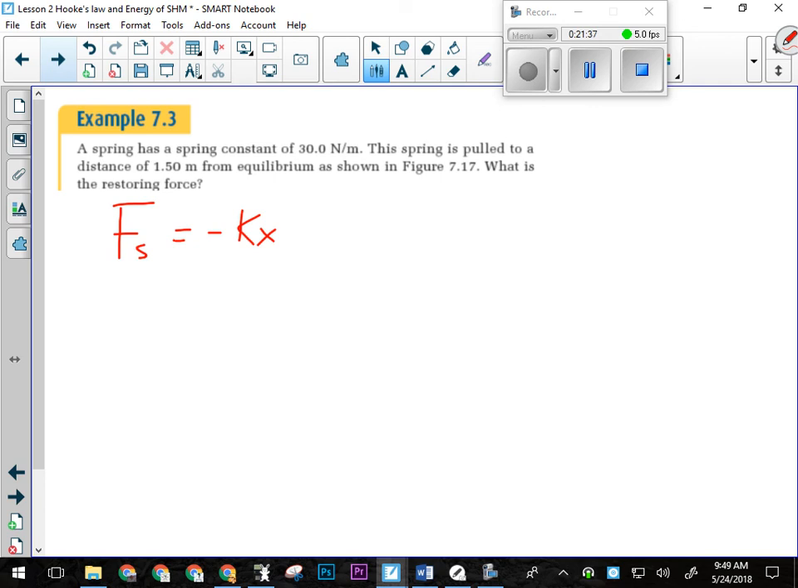I don't have the diagram here, but let's say it was pulled to the right. So the displacement here, the 1.5 meters, we're going to say is right. So we'll have negative 30.0 N/m times 1.50 meters. And when I do that, I'm going to get negative 45, not meters, newtons.